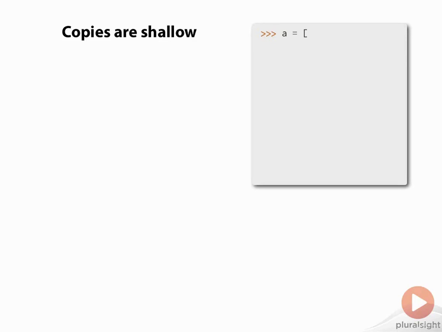To demonstrate this, we'll use nested lists, with the inner list serving as mutable objects. Here's a list containing two elements, each of which is itself a list. Let's look at what's going on under the covers as Python constructs this data structure.